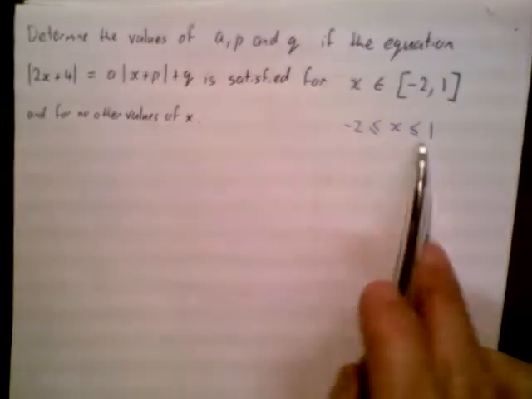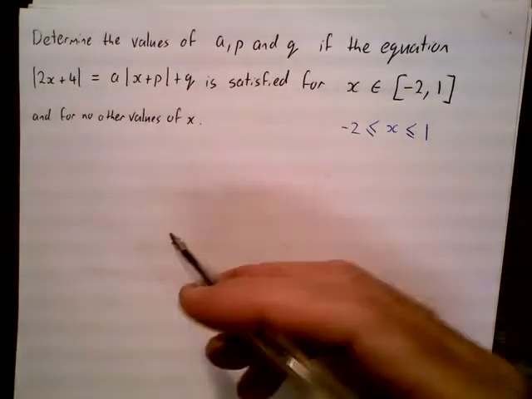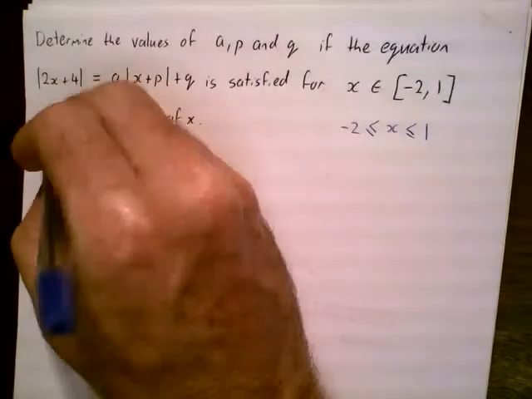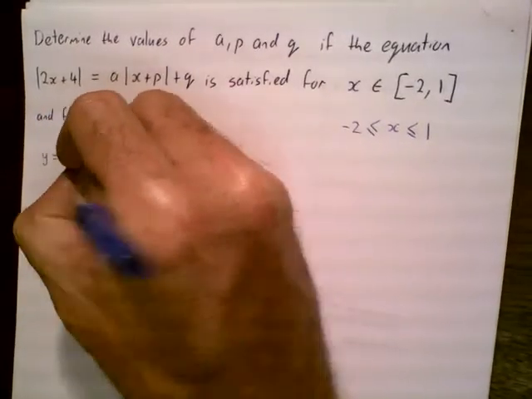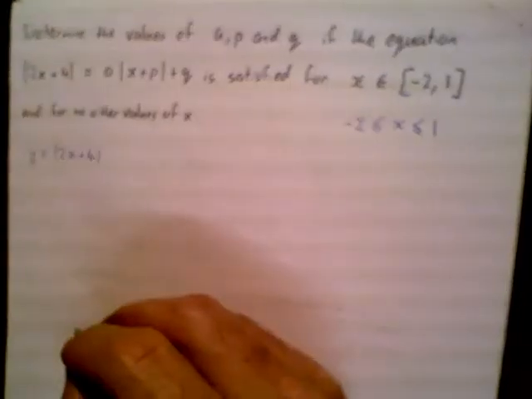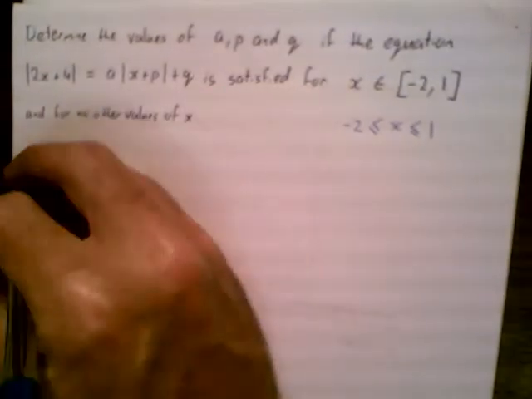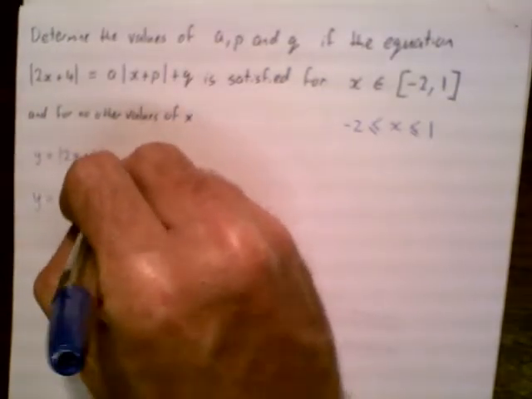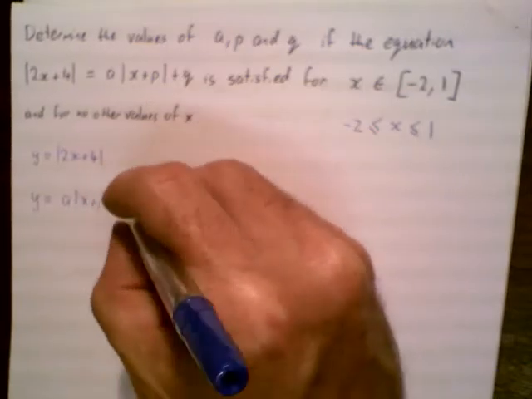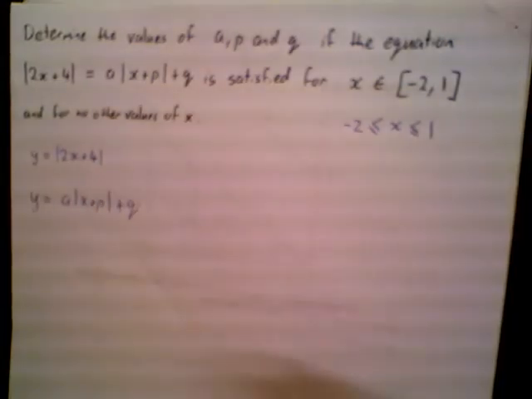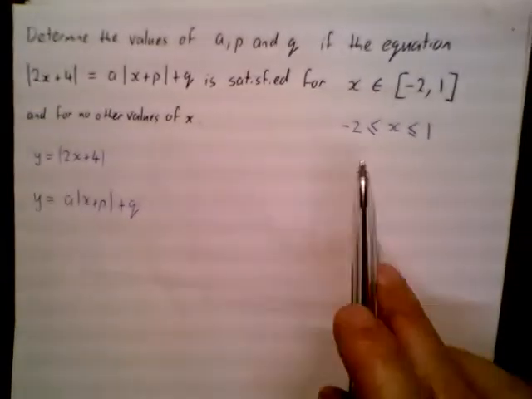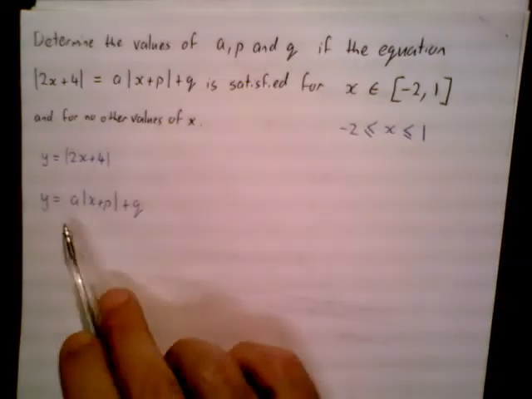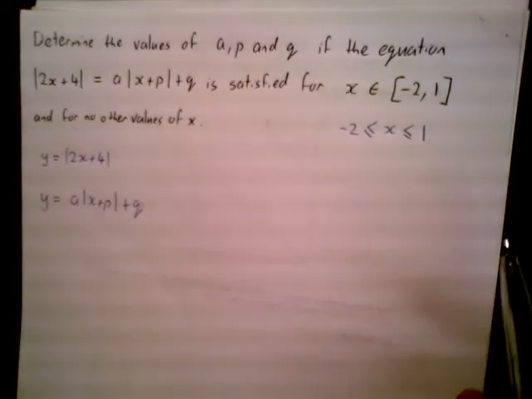Now what we can do with a question like this is think of it graphically. Think of the left hand side. We could graph the left hand side of that equation as y = |2x + 4|, and the right hand side of the equation as y = a|x + p| + q, and the intersection of these two graphs will be all the values between negative 2 and 1, and we're trying to find the values of a, p and q that give that solution set.